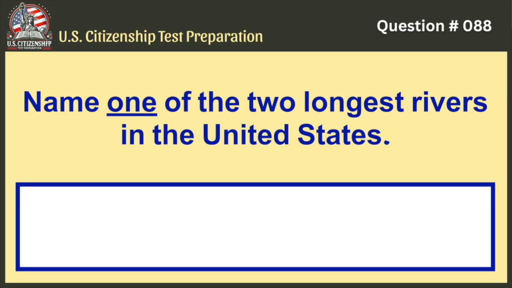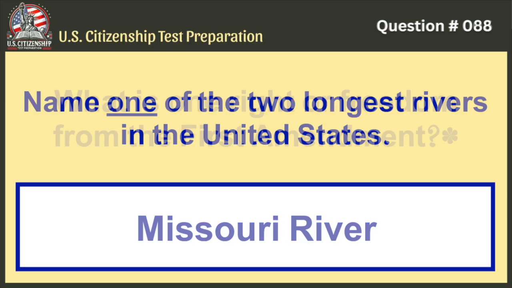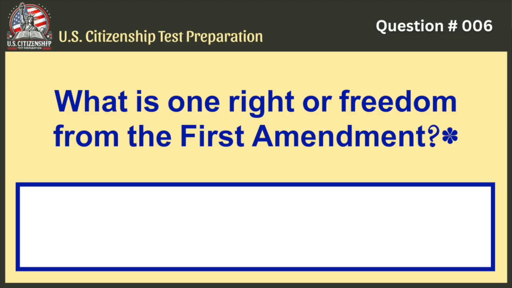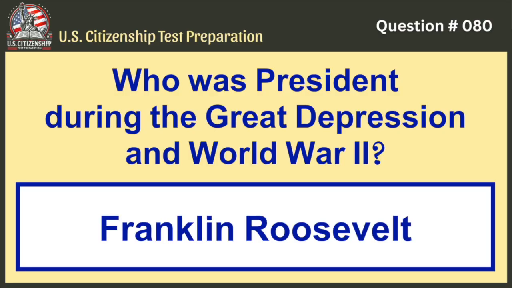Name one of the two longest rivers in the United States. Missouri River. What is one right or freedom from the First Amendment? Speech. Who was president during the Great Depression and World War II? Franklin Roosevelt.